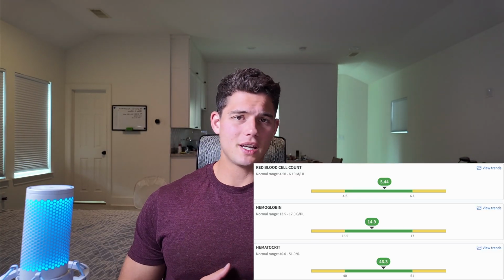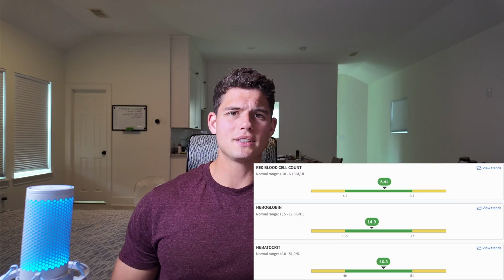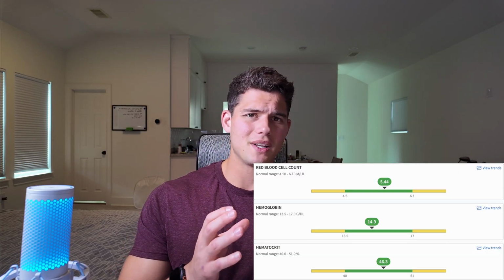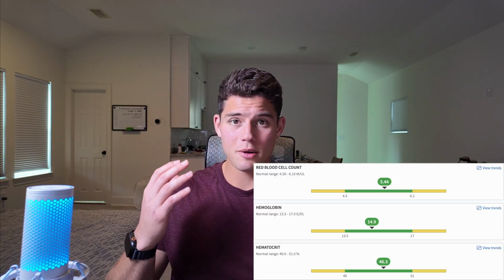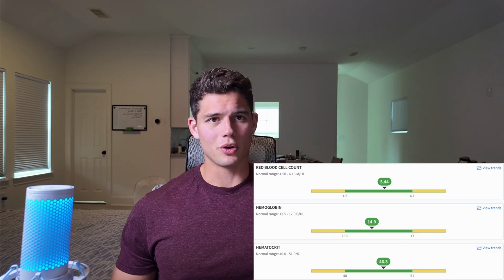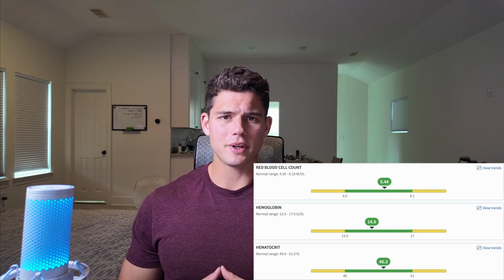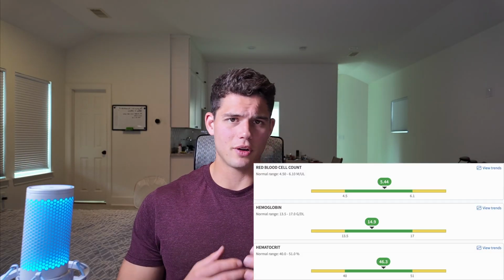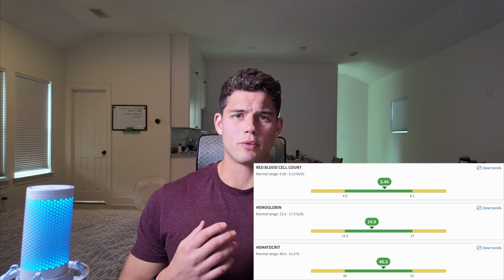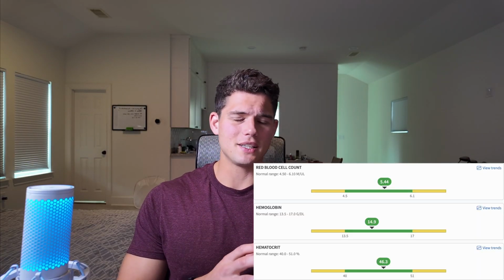Your hemoglobin is a concentration of this iron containing protein that binds oxygen via what's known as heme. And heme is a protein with a lot of iron in it within your red blood cells. So your red blood cells carry around hemoglobin. Your hematocrit is the fraction of blood volume made up of red blood cells, so it indicates how packed the blood is with cells.